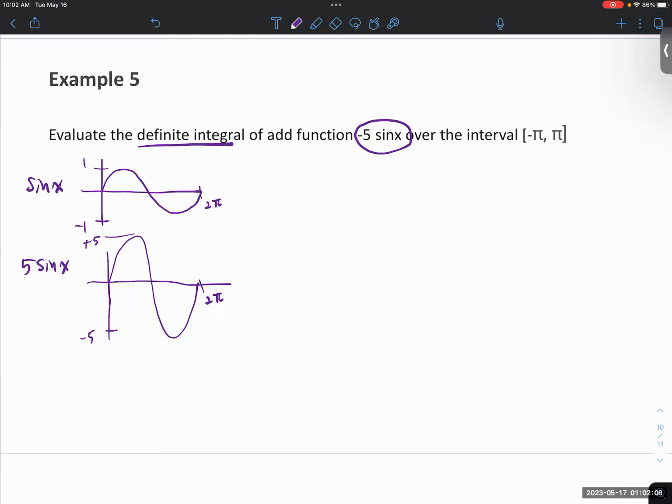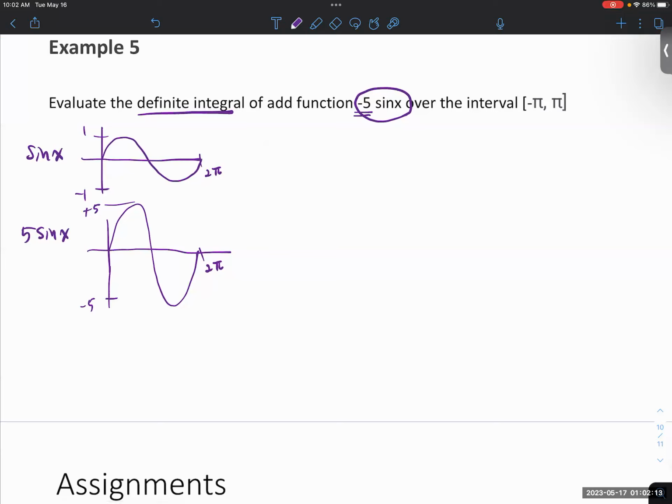But now we have a negative 5, so we are going to reverse it. So for negative 5 sine x, the up now is going to be at the bottom, and the bottom is going to be up. This is negative 5 sine x, with the pattern every 2 pi. We used to go up and down, but now, because of the negative, it's going to begin negative and up, negative and up, negative and up.